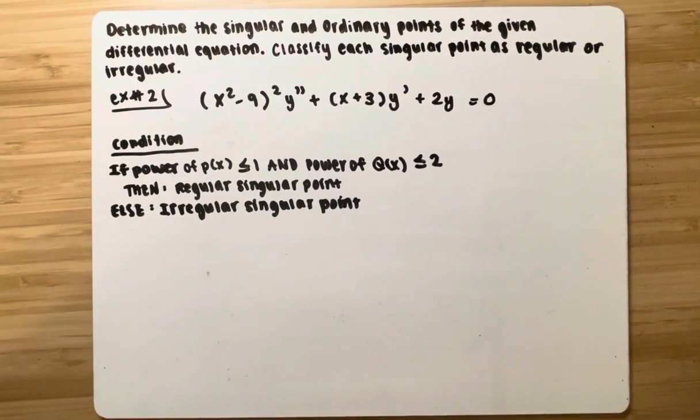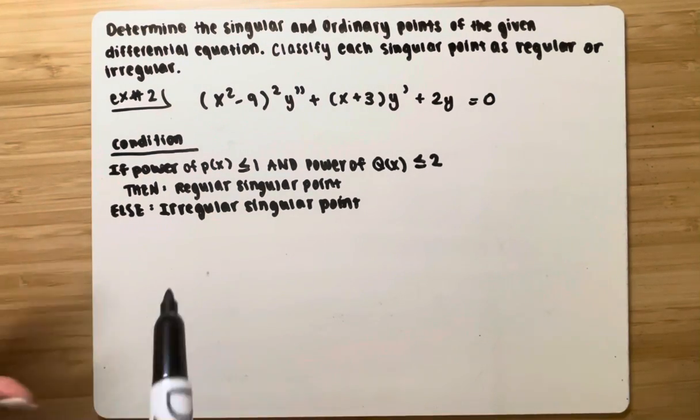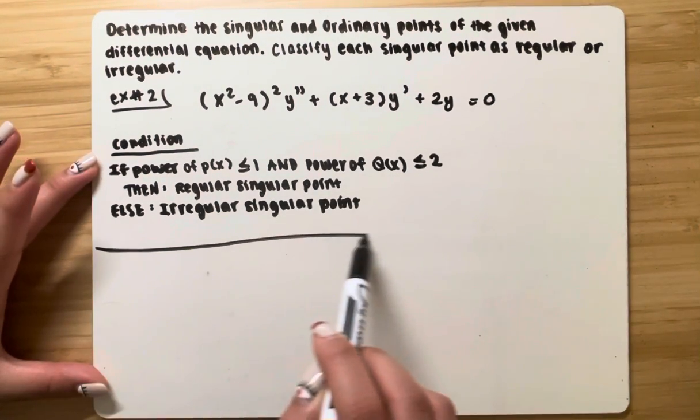Here we have (x squared minus 9) quantity squared y double prime plus (x plus 3) y prime plus 2y equals 0. We want to determine the singular and ordinary points of the given differential equation and classify each singular point as regular or irregular. Let's begin by determining the singular and ordinary points.